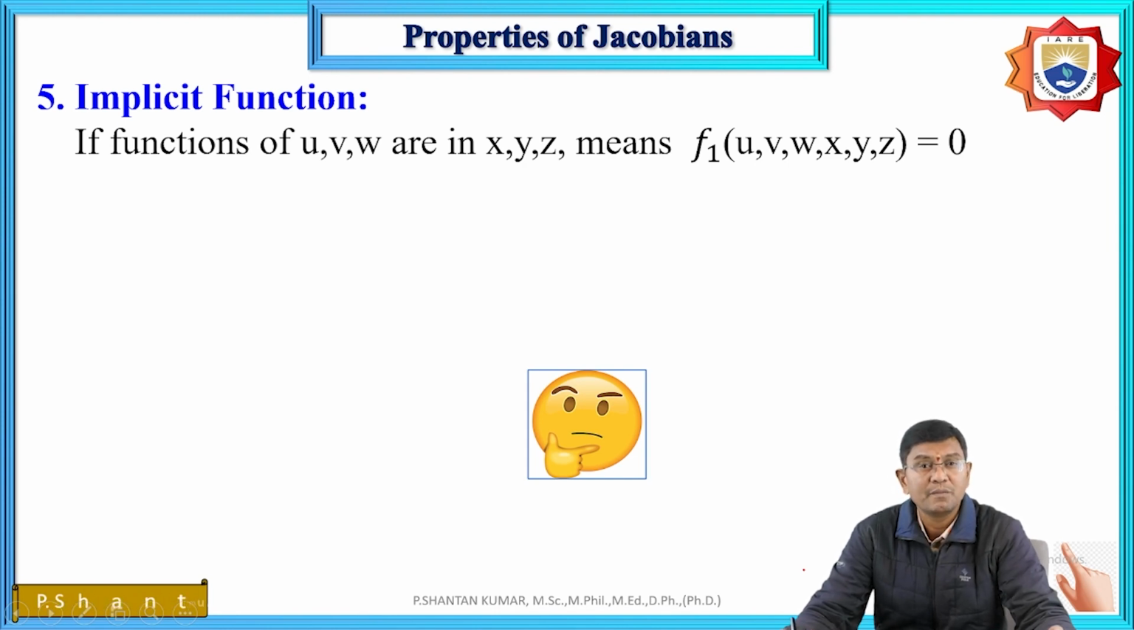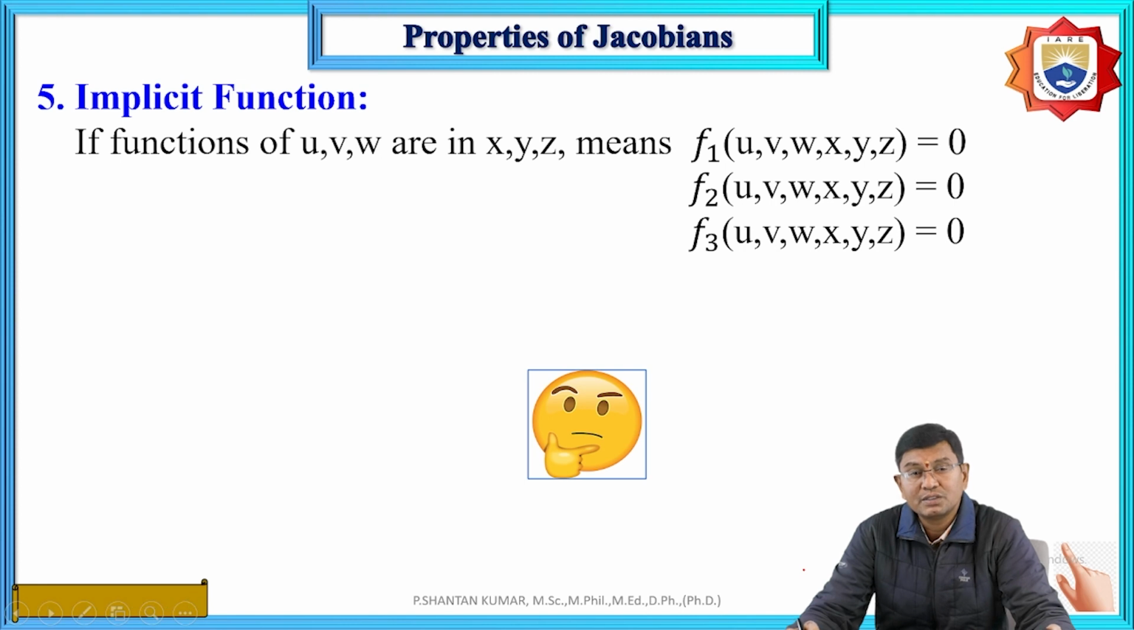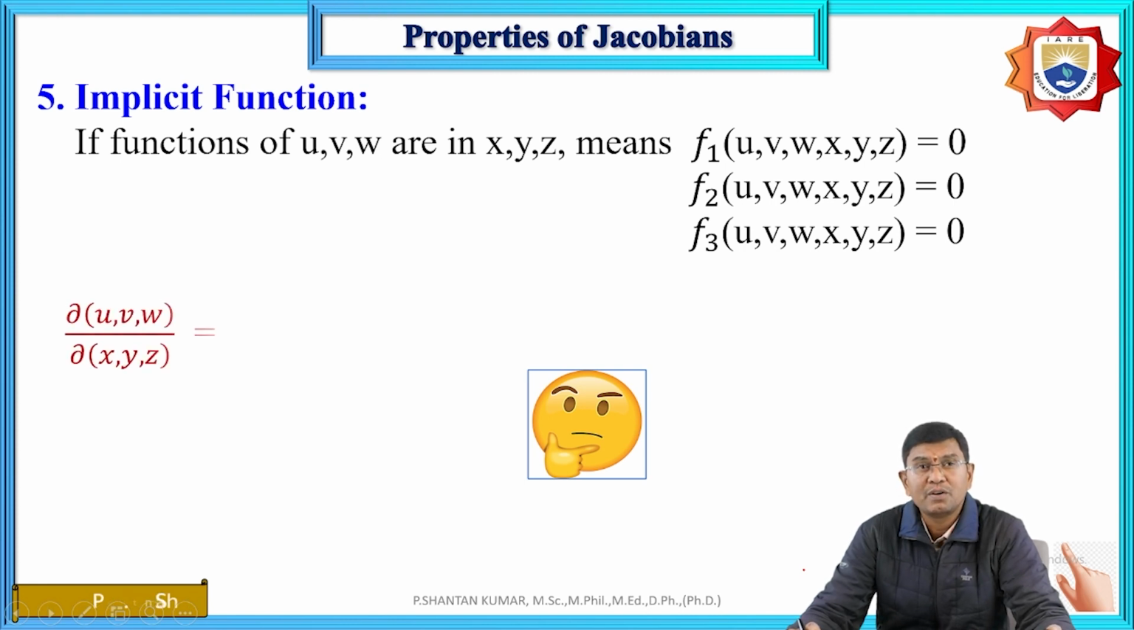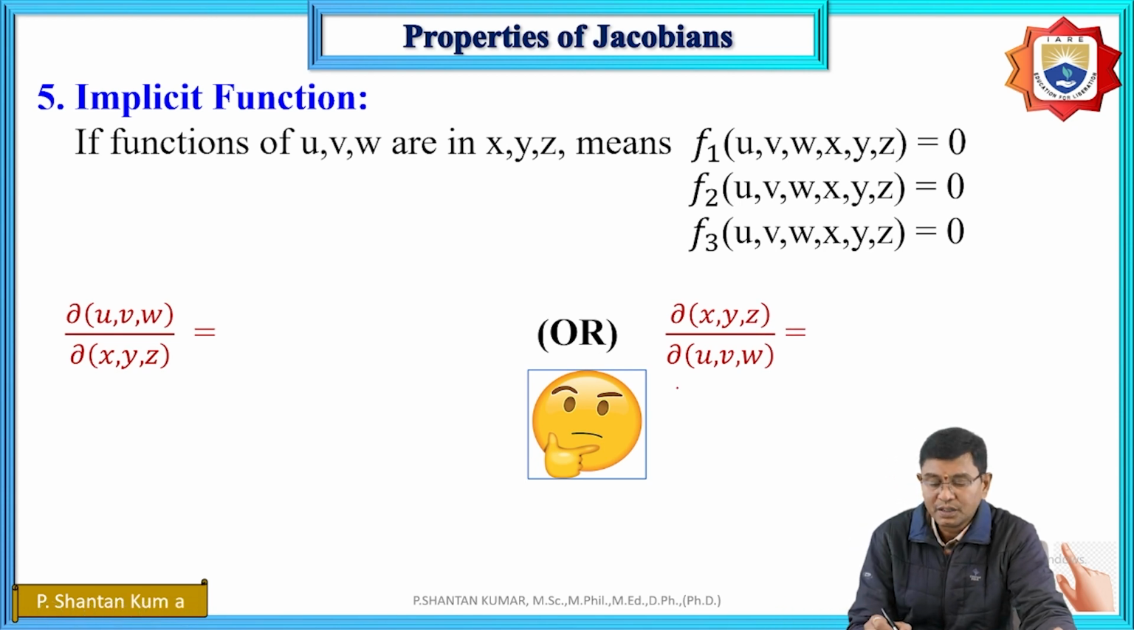We need to assume that f1 is a function of u comma v comma w comma x comma y comma z is equal to 0, and the second function f2 of u v w comma x y z is equal to 0, and the third one f3 of u v w comma x y z is equal to 0. And based upon that, the implicit formula is dou of u comma v comma w by dou of x comma y comma z is equal to, similarly, whatever they are asking to find out depends upon our choice.